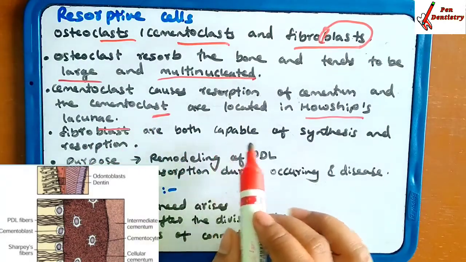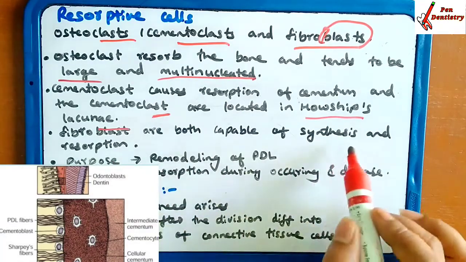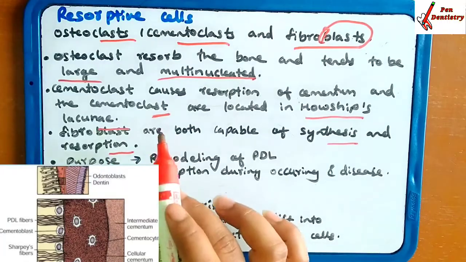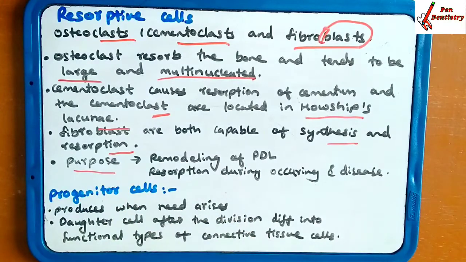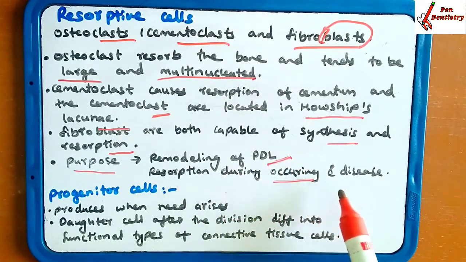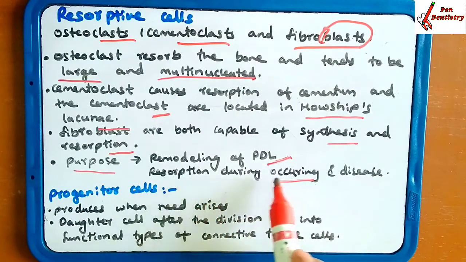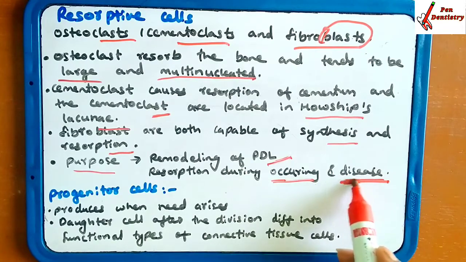Fibroblasts are both capable of synthesis and resorption. As you know, fibroblasts have a quality of synthesis as well as resorption, so they come under resorptive cells. The purpose of these resorptive cells is remodeling of the PDL. They do the remodeling during the development of the PDL. They do the remodeling and resorption during the occlusion. When the occlusion of the periodontal ligament takes place, they do resorption at that time, and during the disease, they do resorption during the occurrence of the disease.